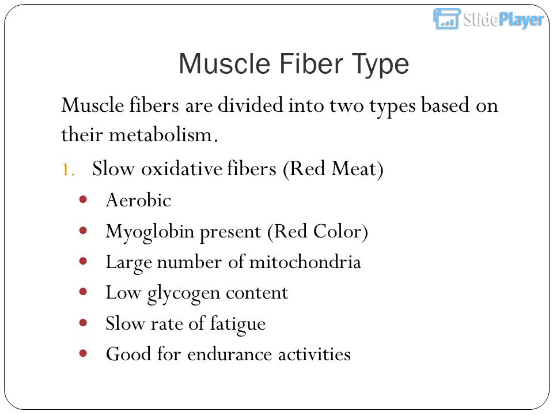Muscle fiber type. Muscle fibers are divided into two types based on their metabolism. Slow oxidative fibers, red meat. Aerobic. Myoglobin present, red color. Large number of mitochondria. Low glycogen content. Slow rate of fatigue. Good for endurance activities.